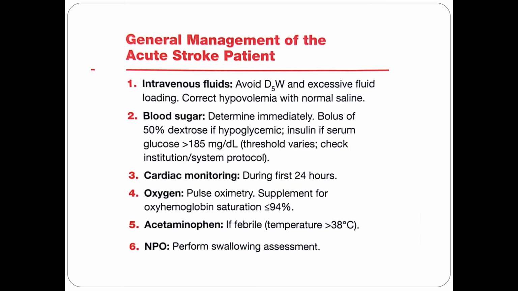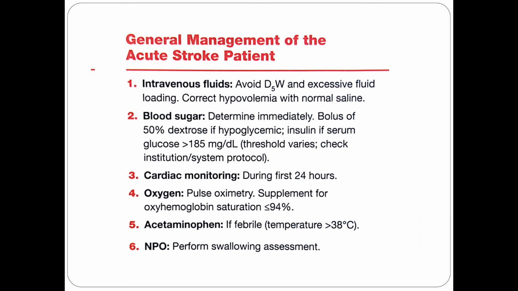Here's some general management of the acute stroke patient. IV, avoid using the D5 because if it is a bleeding problem, it's very rough on the cerebral tissue for one thing. We want to correct hypovolemia. If we do have some of that, it's causing some of our problem with perfusion. Maybe that's just a perfusion problem. So we're going to want to use saline anyway, so it's easier.